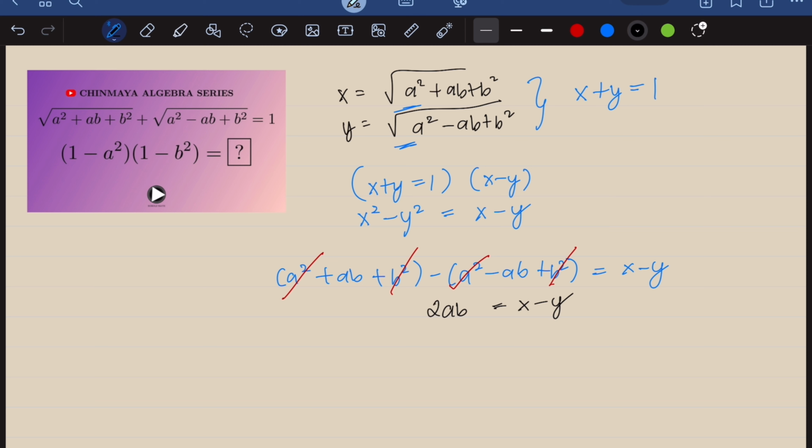So from here, we have a system of two equations and two unknowns in terms of x and y. x plus y equals 1 and x minus y equals 2ab. We can add these two equations to get 2x, because the y's would cancel out, equals 1 plus 2ab.